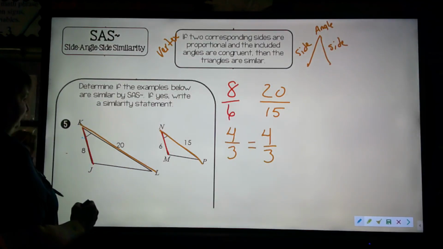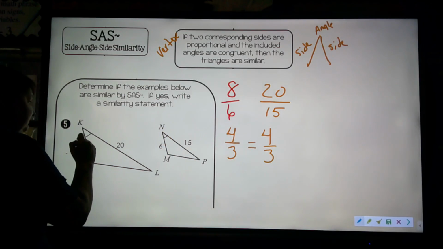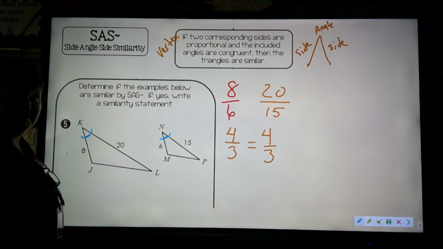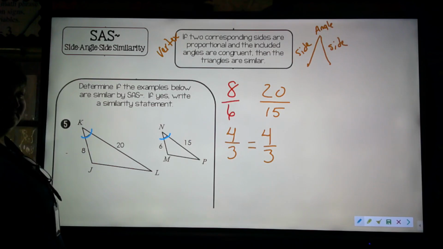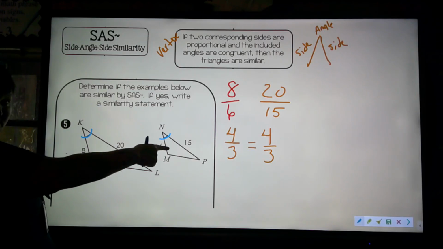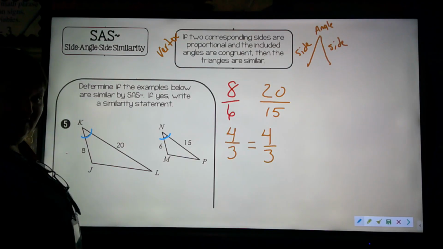This line tells me that they are congruent. If the angles are congruent, and this proves it, then they're similar. The angles are congruent.